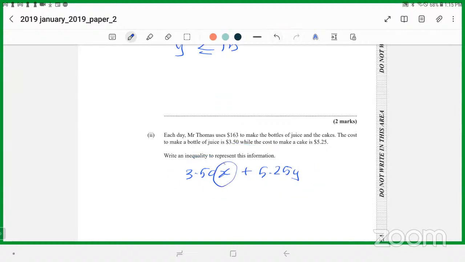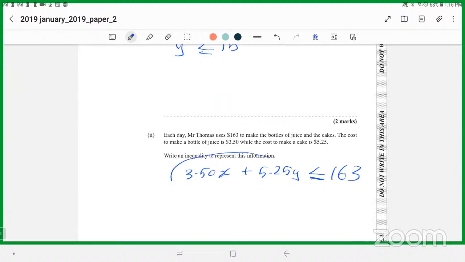Remember, he has X bottles of juice, and he's spending $3.50 on each, so this is the total money he's spending on the bottles of juice. And he makes Y cakes and spends this amount for each of them, so the money he's spending on the cakes is $5.25 times Y. And all of this money can't pass 163. So he is either spending less than the 163 or the whole 163. So that is it. That's the inequality for that one.